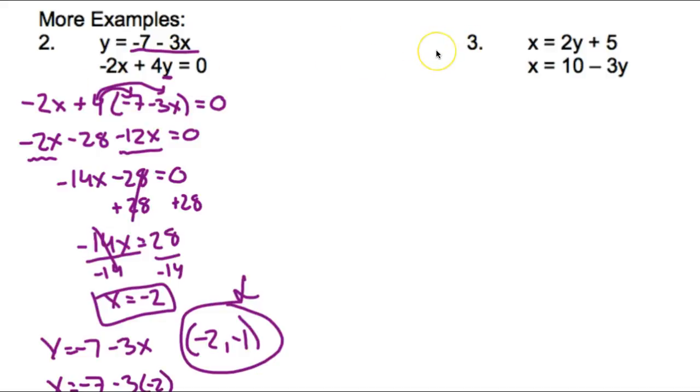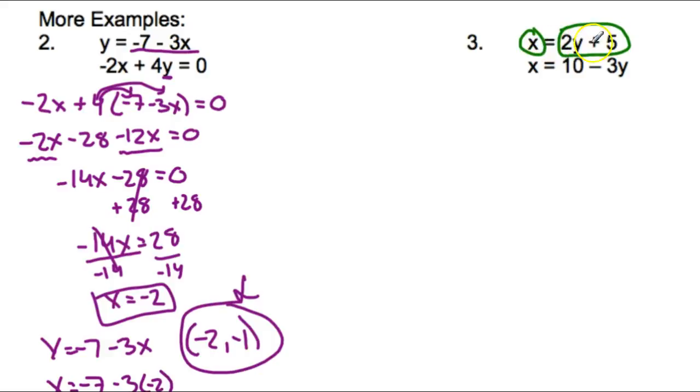Alright, let's do the second one. You might look at this one and say, hey, it doesn't look like the other ones. That's okay. We still do the same steps. The first step was solve one of the equations for one of the variables. And look, this is x equals something, and this is x equals something. So it's already done, right? We have one variable by itself. So we can choose either one. I'm going to choose the top one just for fun. So x equals 2y plus 5.